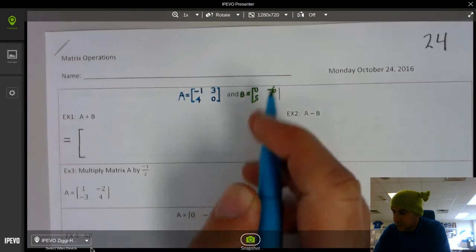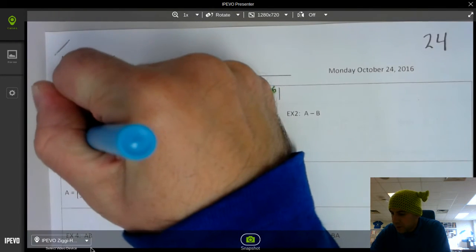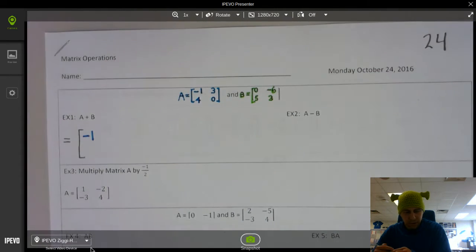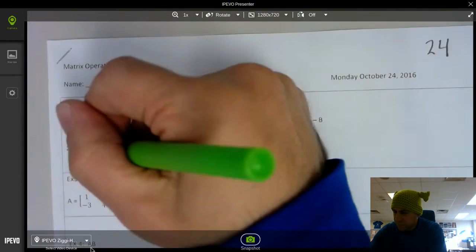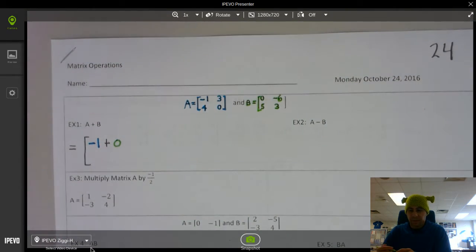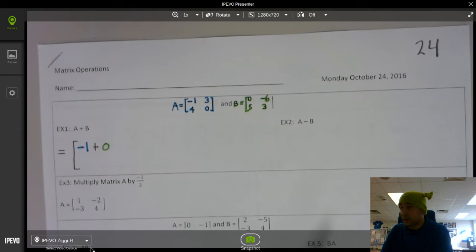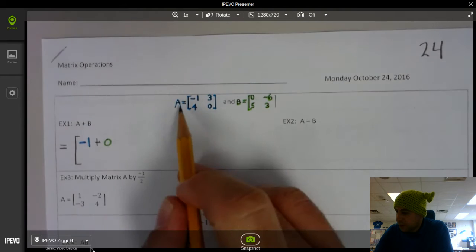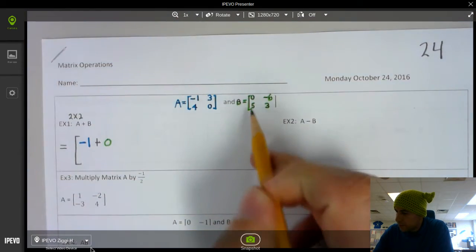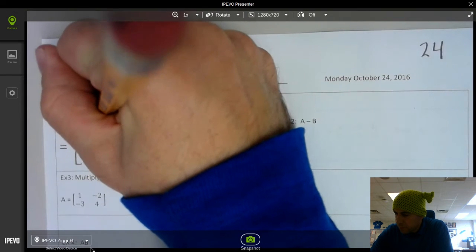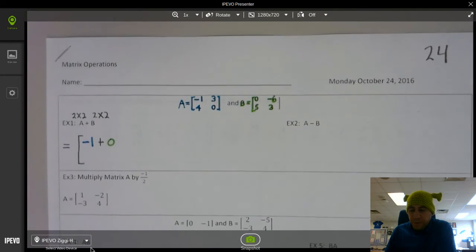Negative 1 and 0 are in the same position, so negative 1 plus 0. And let me take a step back before. You should actually double check to make sure. Now, when you're adding and subtracting, the dimensions have to match. So let's make sure A is a 2 by 2 and B is a 2 by 2. So since the dimensions match, we can add A and B.